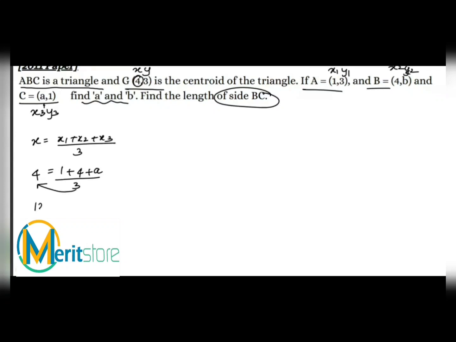This goes on the other side. So 12 is equal to 5 plus a. 12 minus 5 is equal to a. 7 is equal to a.